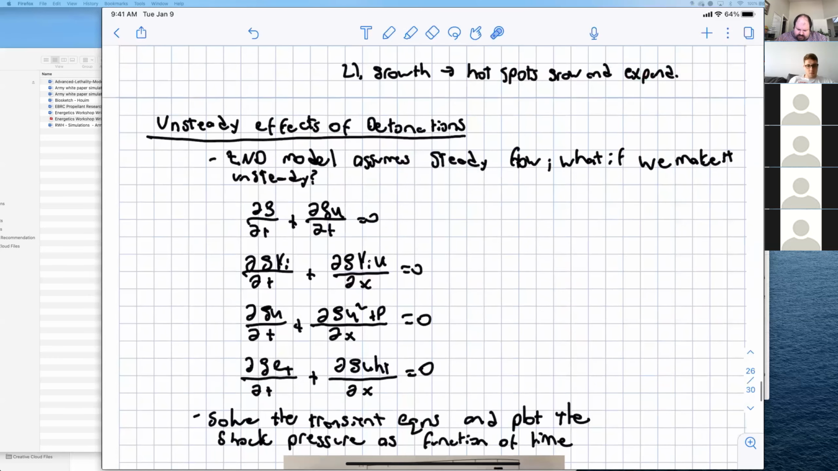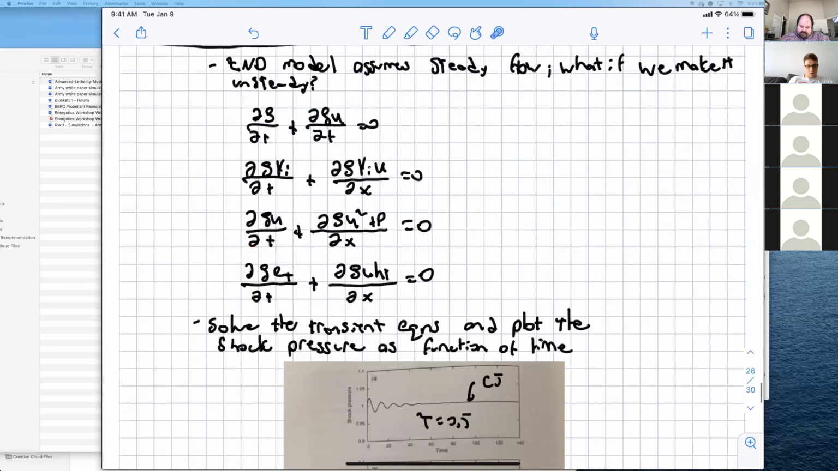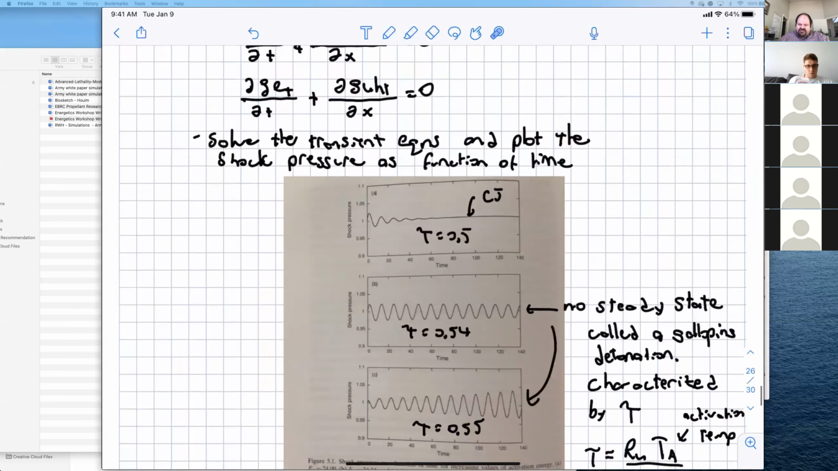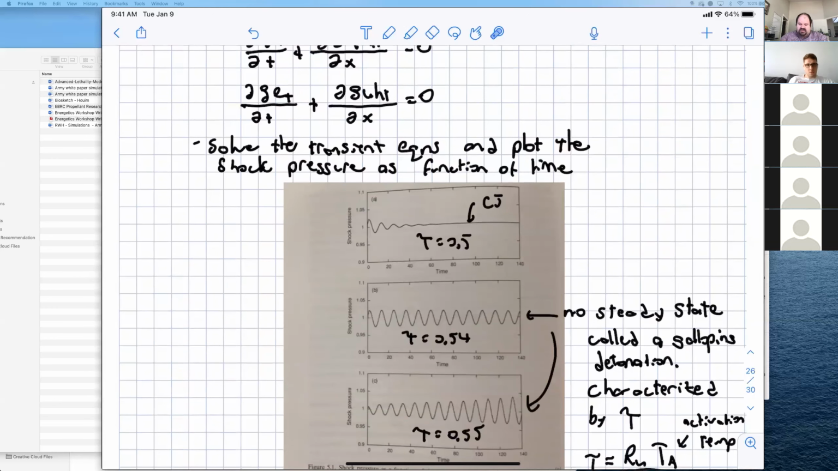Okay, and so now there are unsteady effects of detonations. The ZND model assumes steady flow, but what happens if we make it unsteady and just add this time derivative here? Does that make any changes? Because even in our Rankine-Hugoniot analysis, we assume steady flow. And so what are the effects of any unsteadiness? And so what people will do is they'll actually solve these transient equations, and then they'll just plot the shock pressure or the leading shock velocity of the detonation as a function of time.